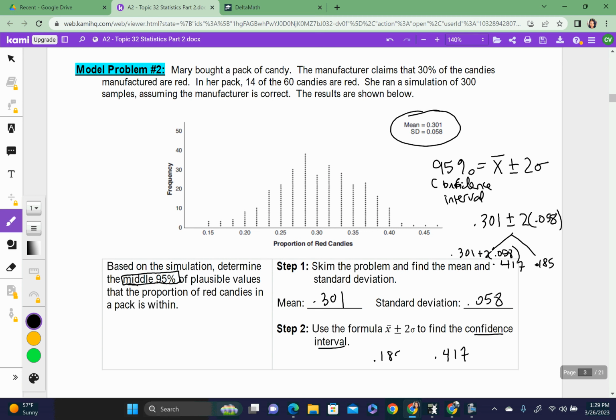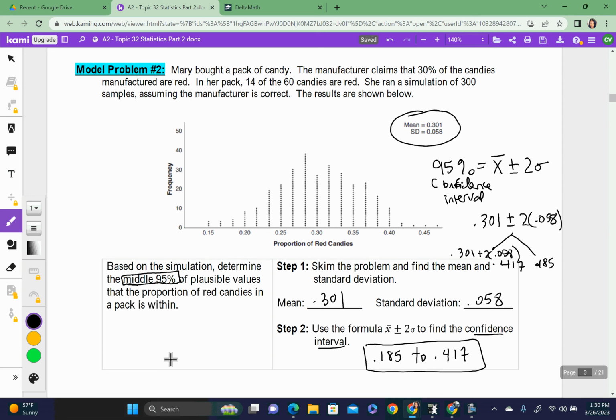0.185 is smaller. So it says, based on the simulation, determine the middle 95% of plausible values that the proportion of red candies in a pack is within. So it's from 0.185 to 0.417. That is my answer to this question. Okay. So again, we're good.